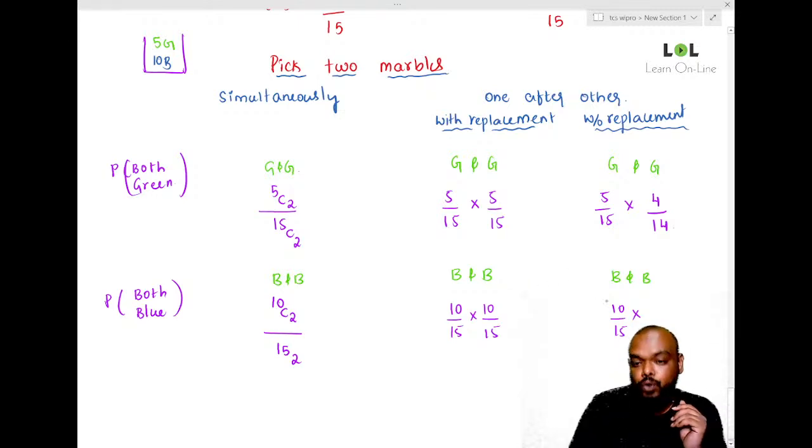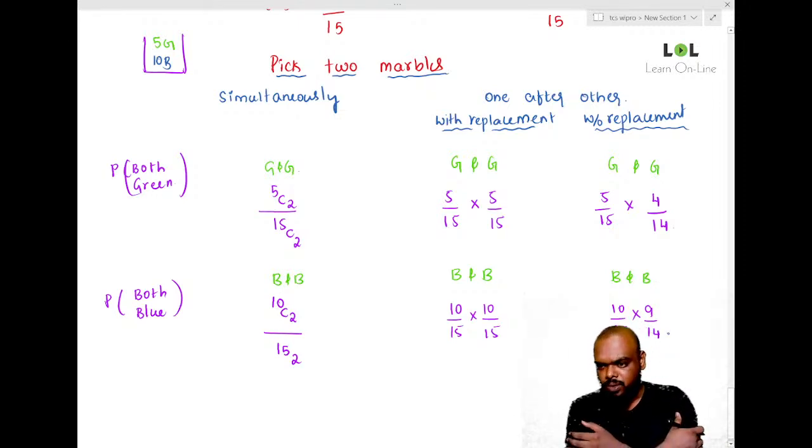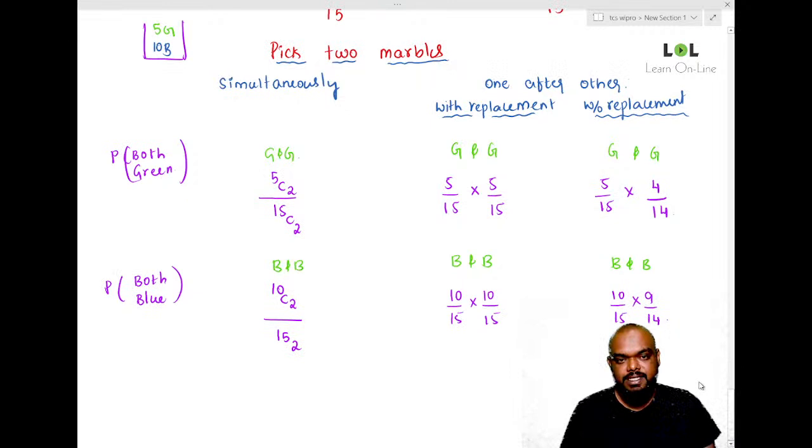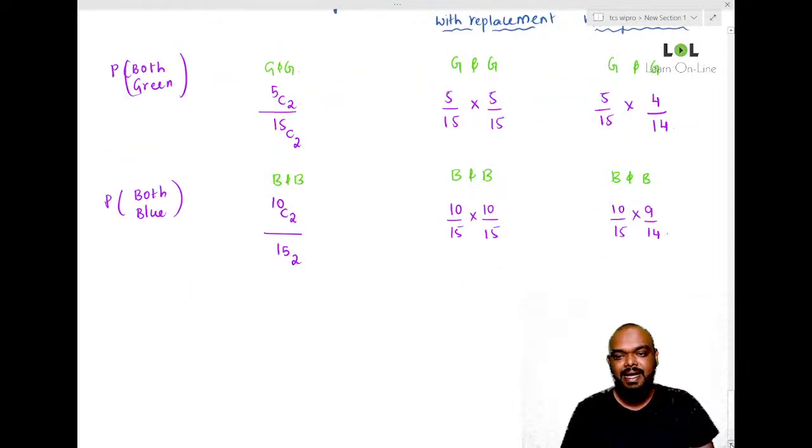9 by 14, because one blue is gone, still 9 blue will be there. Total marbles will be 9. Perfect answer, guys. Manohar, Chandana, Darshan, Gokul, everyone, right answer. Perfect. Excellent. Now, suppose I'll change the question slightly.